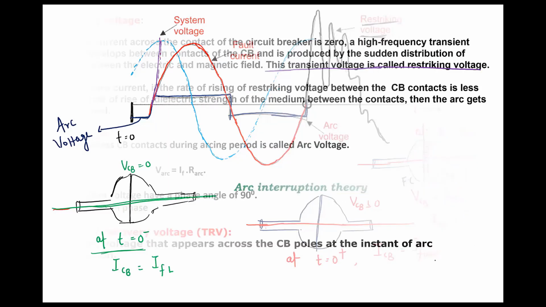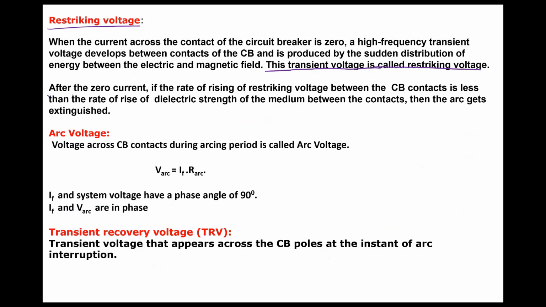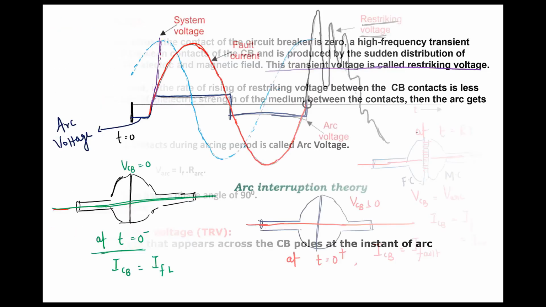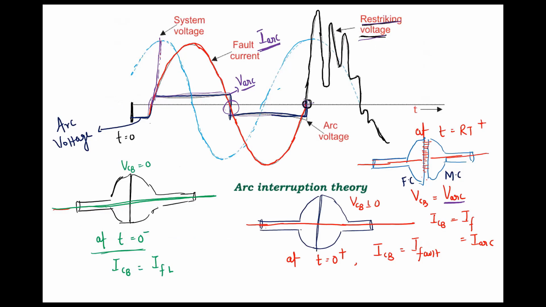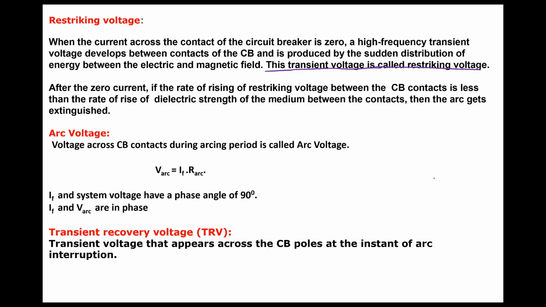So after the current zero, if the rate of rise of restriking voltage, the rate at which this restriking voltage is rising between the circuit breaker contacts, is less than the rate of rise of dielectric strength of the medium between the contacts. So now after this current zero, there is a competition between the dielectric strength of the medium between the circuit breaker poles and the restriking voltage.